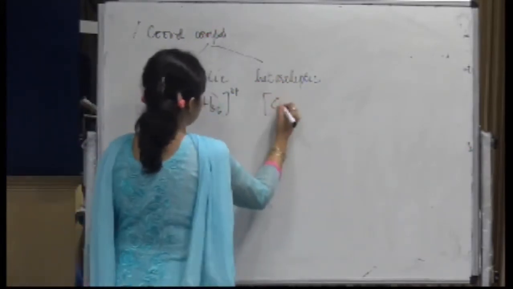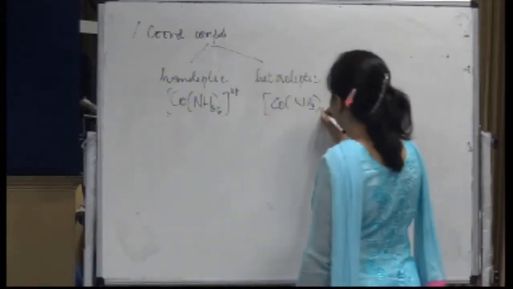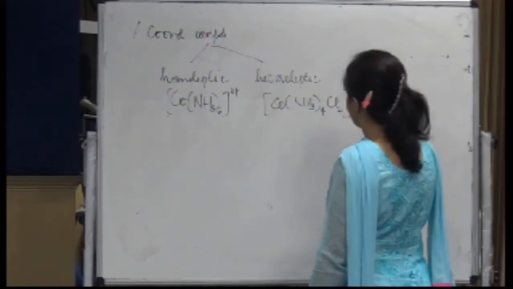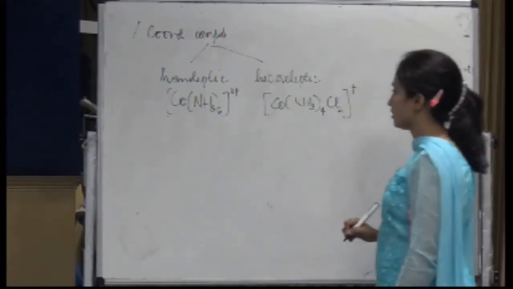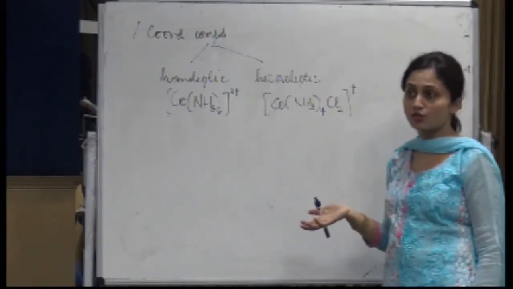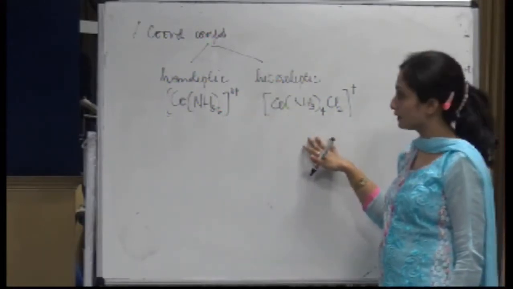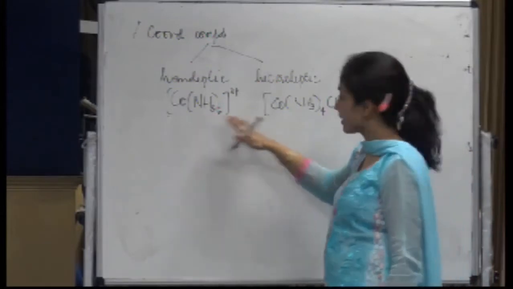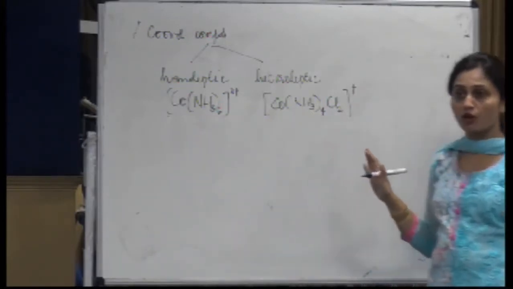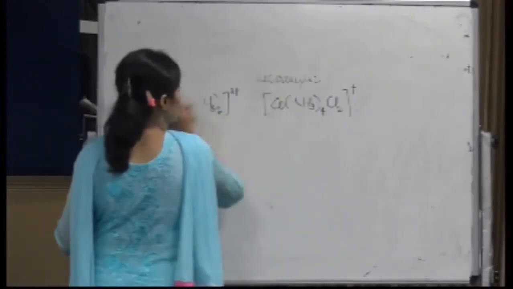Then you can also have Co(NH3)4Cl2 plus. This will be heteroleptic. Why? Because you have more than one type of ligand attached to the central metal atom. So homoleptic complexes have the same types of ligands, and heteroleptic complexes have different types of ligands. Okay. So now let's talk about the naming.